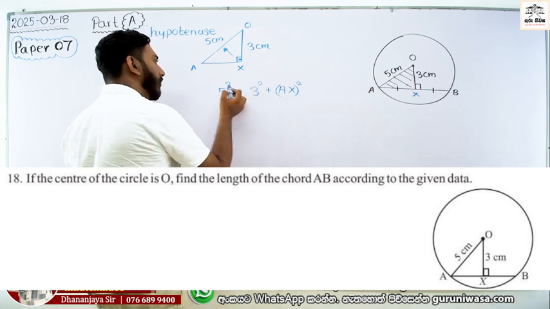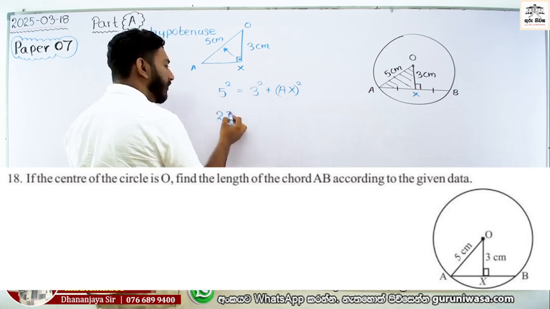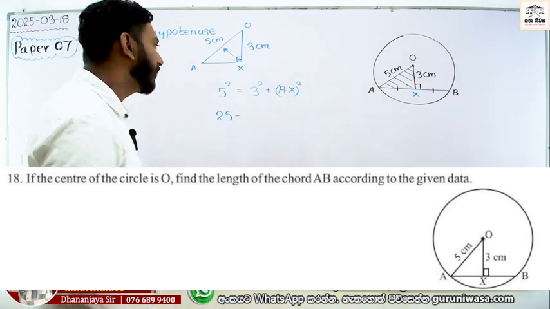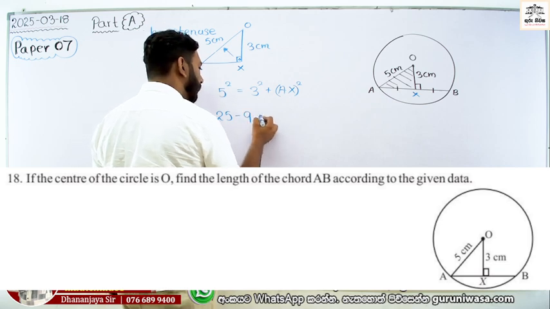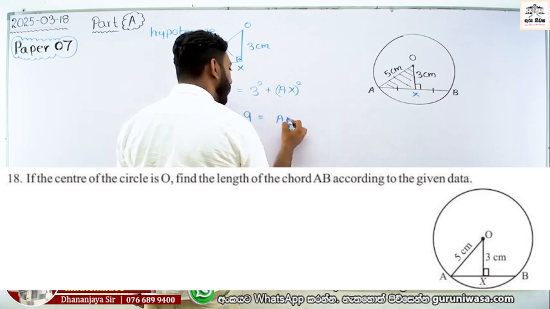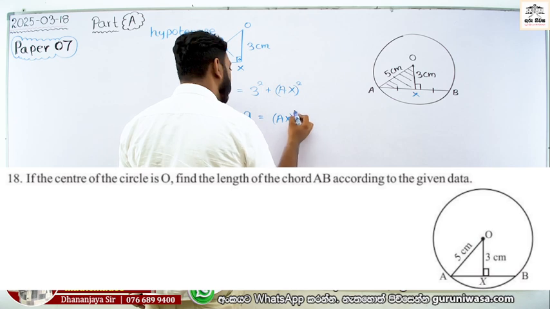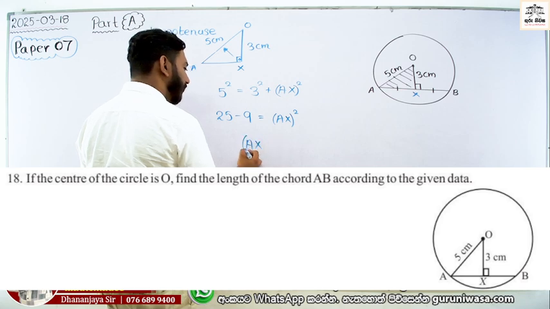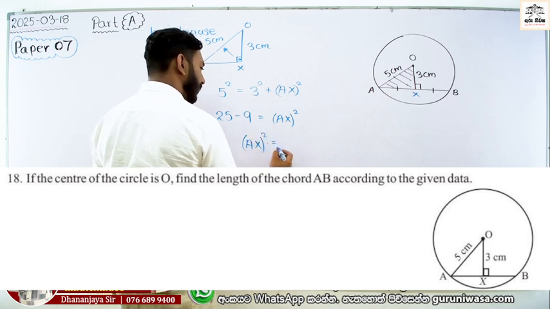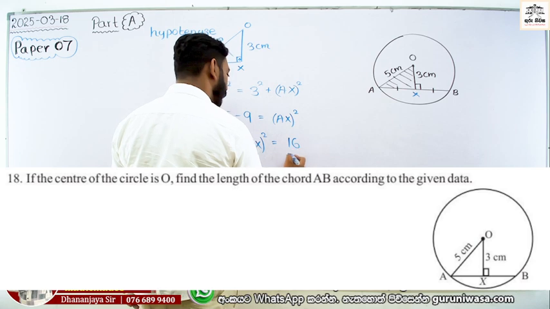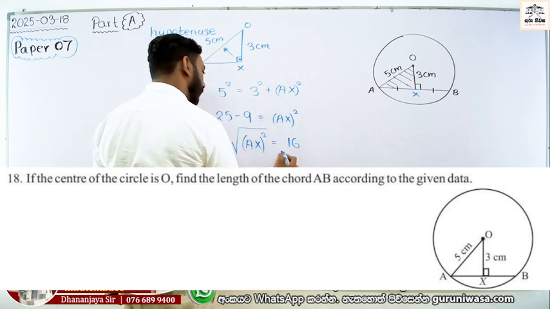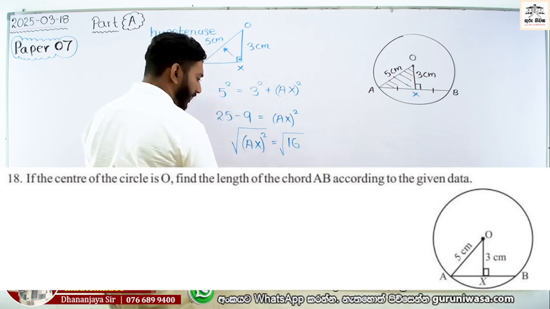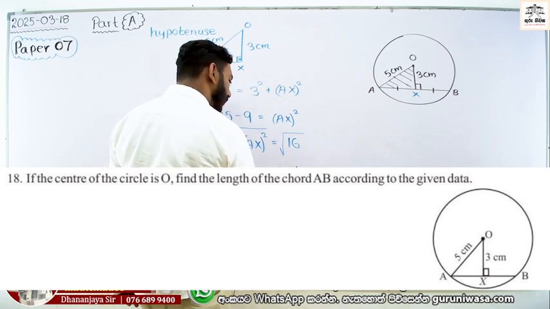Now 3 to the power of 2 becomes this side, and the 25 is 5 to the power of 2. 3 to the power of 2 becomes 9. We can subtract it from the 25, and here is AX to the power of 2. Now we can write AX to the power of 2 becomes 16. Now you can apply the square root to both sides to remove the square. Now AX becomes 4 cm.